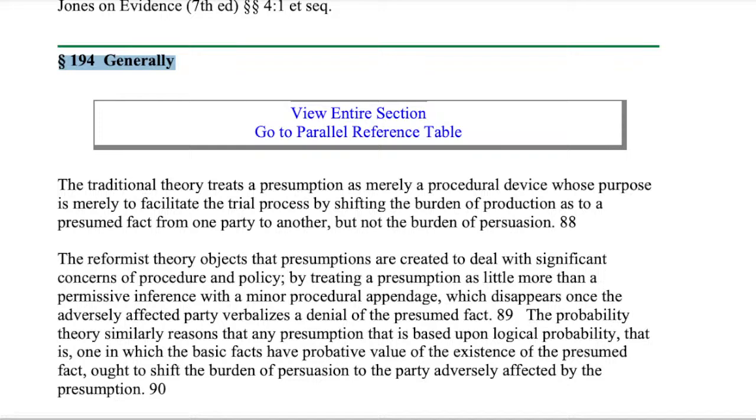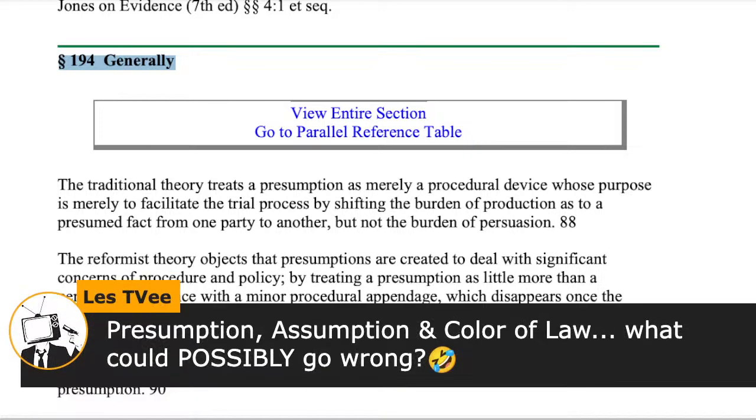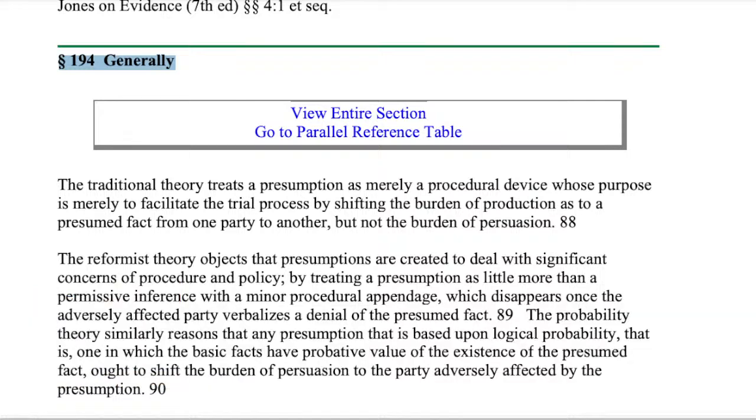Okay, let's jump over here to the chat. Assumption and color of law. What could possibly go wrong? What could go wrong is not enough rebuttals, not enough challenging of assumptions and presumptions, and poor inferences, arbitrary decisions.